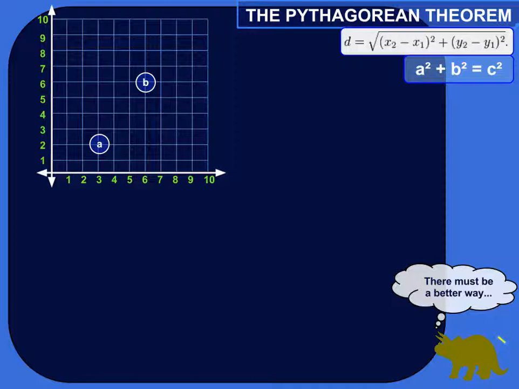To be totally honest, I've never actually memorized the distance formula. In fact, I had to look it up to do this lesson. And I don't bother with memorizing it because it's actually derived from the Pythagorean theorem, and I'd rather just remember the Pythagorean theorem because it's easy. A squared plus b squared equals c squared.